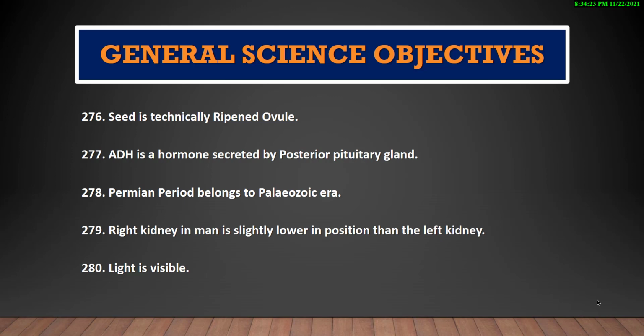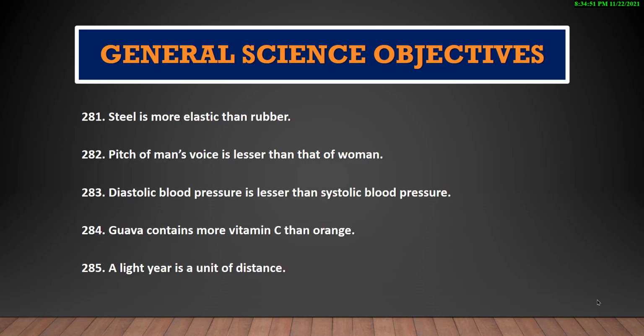Permian period belongs to the Paleozoic era. The right kidney in man is slightly lower in position than the left kidney. Light is visible. Steel is more elastic than rubber. Pitch of a man's voice is lower than that of women.